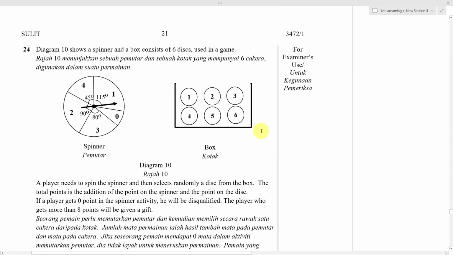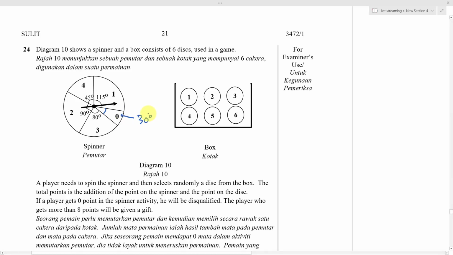Okay, last 2 questions. So you have this diagram, then you have a spinner, and then you have a disc. For the spinner, normally the first thing is I will find the angle, because this angle will decide how I get 0. So I will use 360 minus 45 minus 115 minus 90 minus 80. So the angle is 30 degrees.